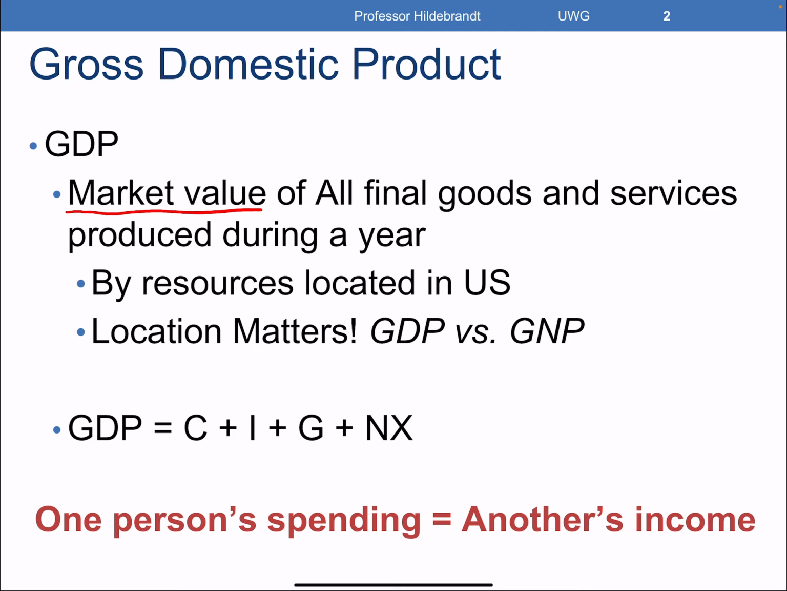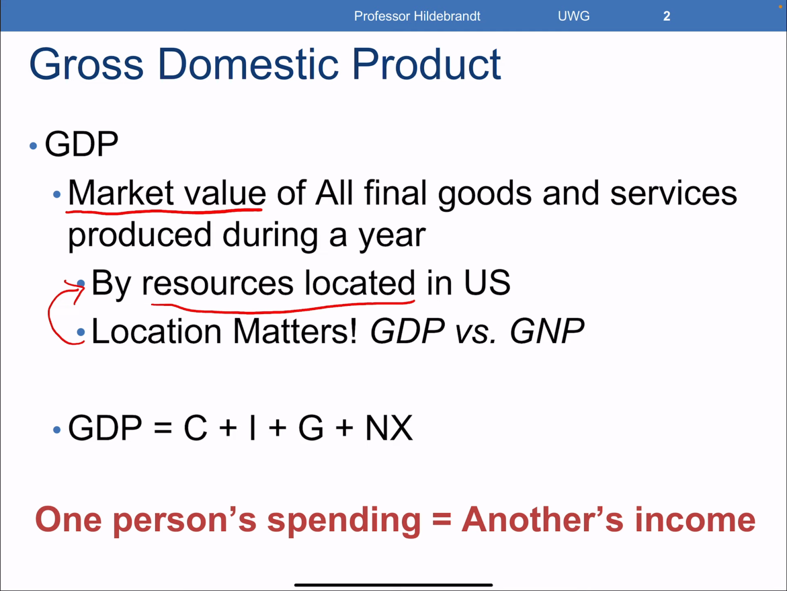One thing is that location matters. It matters where our resources are. So for GDP, in order for that production to count, those resources have to be located in the United States, okay? Let me give you an example. Obviously, if there's a Ford plant in Michigan, then that counts towards the U.S. GDP. But we happen to have here in Georgia a Kia facility where they are producing final cars. The production of those Kia cars, because the resources are located within the United States, also counts for U.S. GDP.